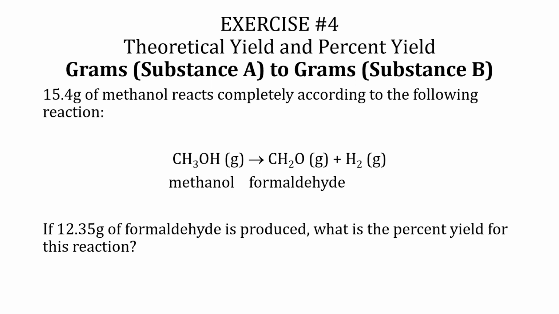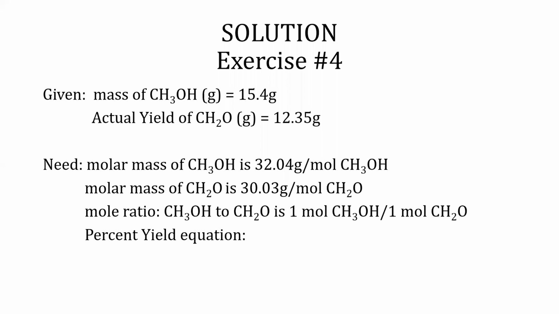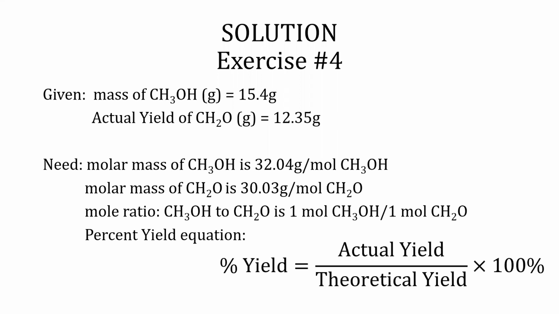What is needed is the molar mass of CH3OH, which is 32.04 g per mole of CH3OH, the molar mass of CH2O, which is 30.03 g per mole of CH2O, and the mole ratio of CH3OH to CH2O, which is 1 mole of CH3OH over 1 mole of CH2O. The percent yield equation is actual yield divided by theoretical yield times 100%.